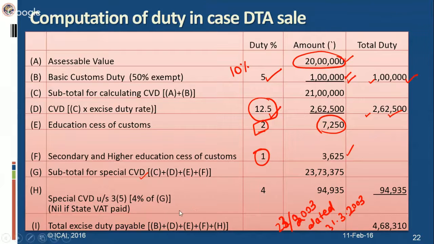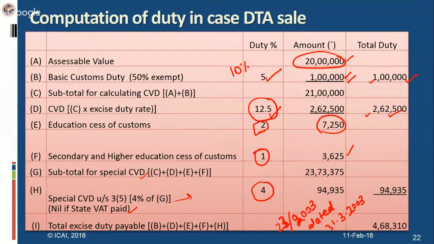So in this case, since the state VAT we have taken to be nil, we have told you in fact here that if state VAT is paid, it will be nil. But in this case, we have assumed that state VAT is not payable. That is why we have levied the special CVD at the rate of 4%. We have assumed, or you can say this is the case where we have taken that state VAT is not payable. So since state VAT is not payable, special CVD is payable. Had state VAT been payable, then special CVD would not have been payable. So this thing you should be very clear, because this is something which is a bit different from the normal customs duty computation.